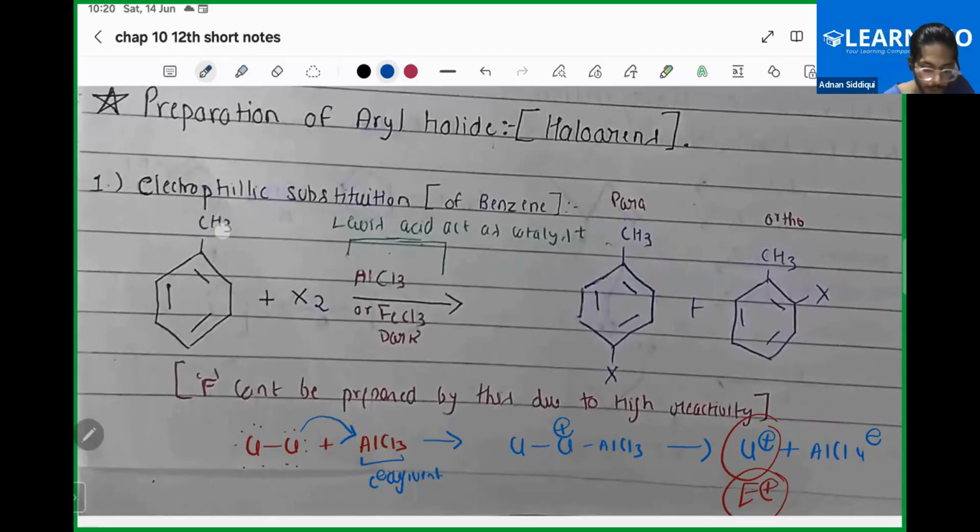But if you are attaching this CH3, this benzene ring is doing what? It is becoming more electron rich because this CH3 group is donating electron density, right? By plus I and plus H. So if in your exam they are not giving this toluene, don't panic. You just simply have to apply the same approach.